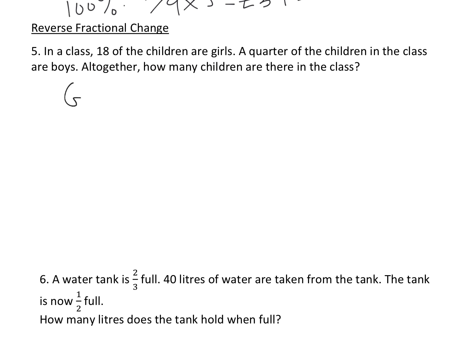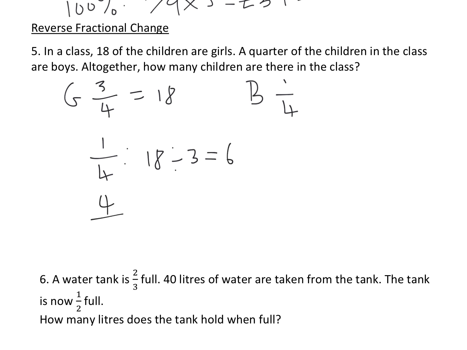So we've got girls, and we've got boys. We know boys is 1/4. So that must mean 3/4 are girls. But we know there are 18 girls. So 3/4 of the class is 18. So I could work out 1/4 of the class by doing 18 divided by 3, because we've got 3/4 there. To get 1/4, it's 3 times less. So 1/4 would be 6. And then 4/4, or the whole amount, would be 6 times 4, which is 24.